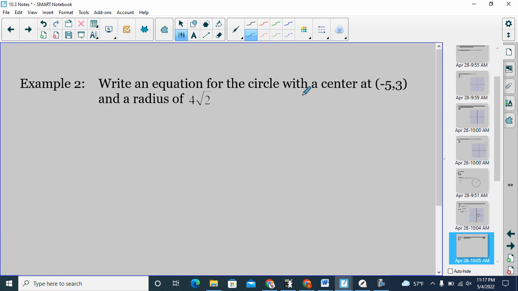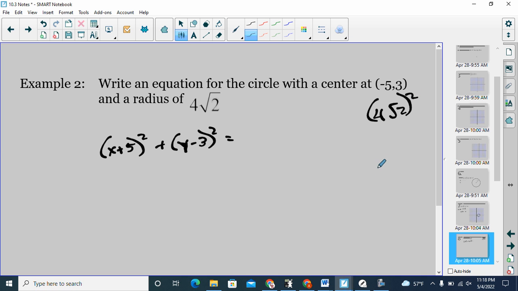Example 2 asks us to write an equation for the circle given its center and its radius. We want the center to be at (negative 5, 3). The radius should be 4 root 2. So if the center is at (negative 5, 3), that means we've got (x plus 5) squared and (y minus 3) squared. That should be equal to the radius squared. If the radius is 4 root 2, I need to square 4 root 2. 4 squared is 16. Root 2 squared is 2. So equals 32.